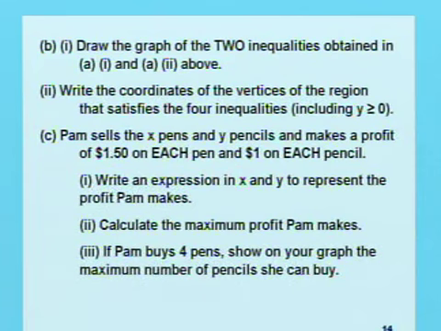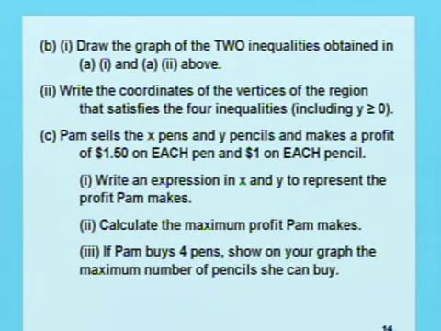Part B, Section 1. Draw the graph of the two inequalities obtained in A Part 1 and A Part 2 above. Part 2. Write the coordinates of the vertices of the region that satisfies the 4 inequalities, including y greater than or equal to 0. Part C of the question.